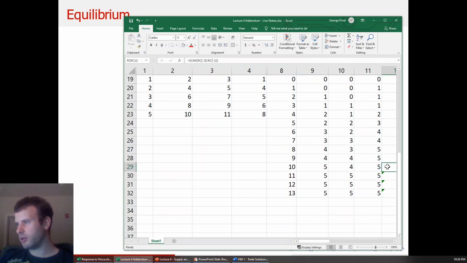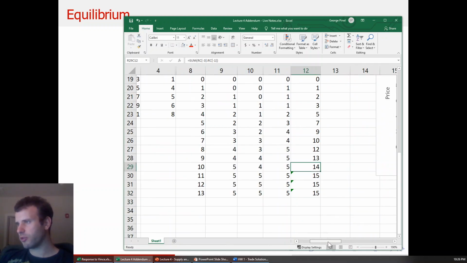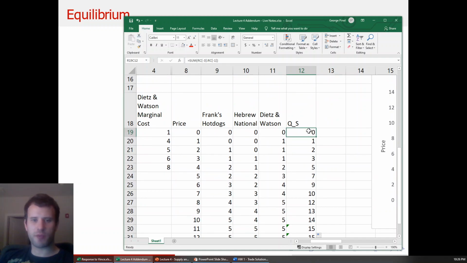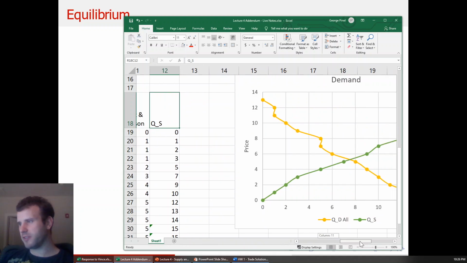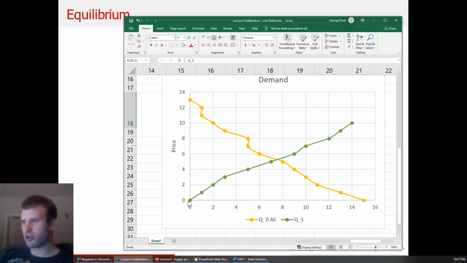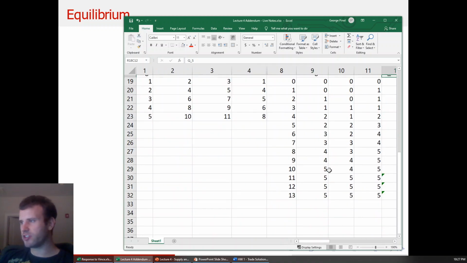All right. So then I just sum these guys up and you have your quantity supplied, and I have it automatically feed to the graph. So this is your supply function. This is your supply curve. This is a mapping between the price and the quantity supplied.